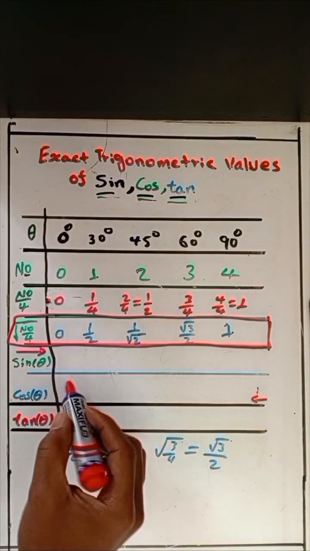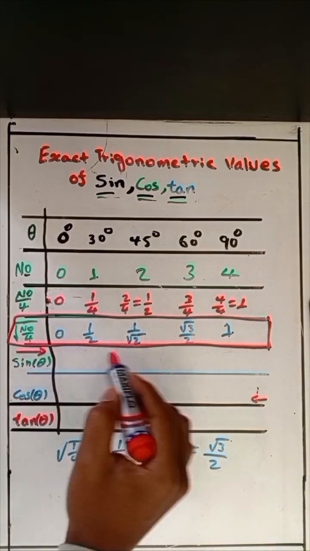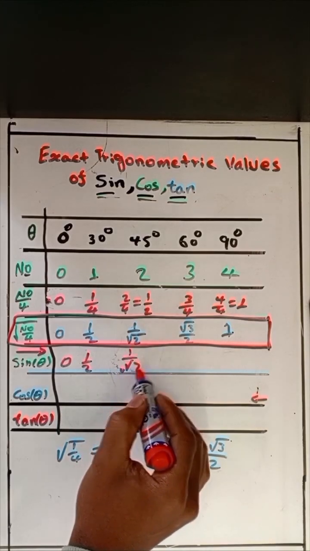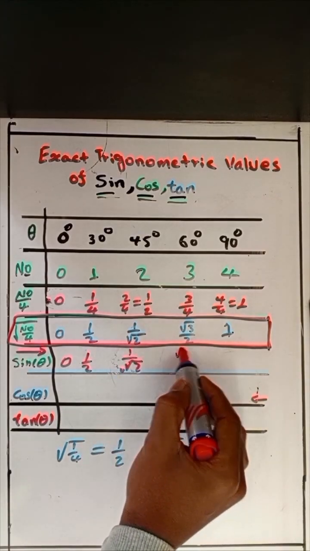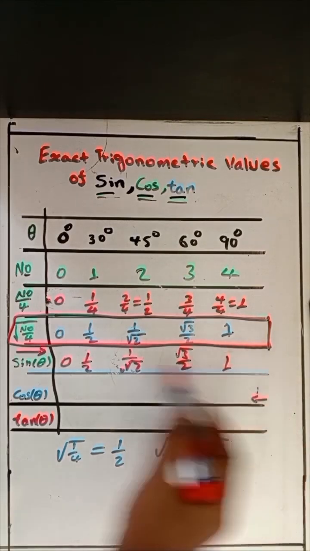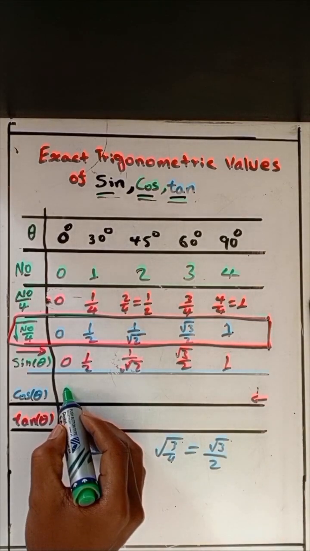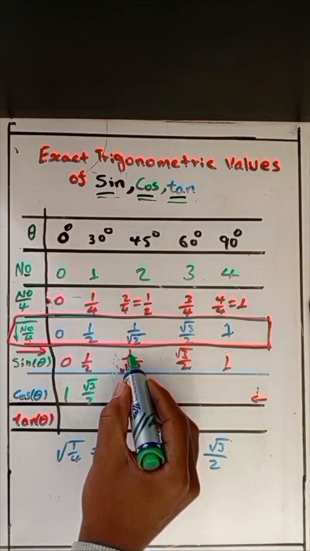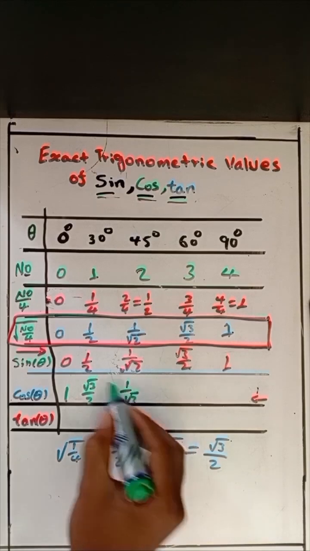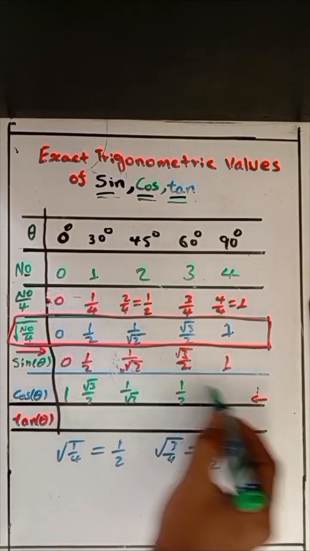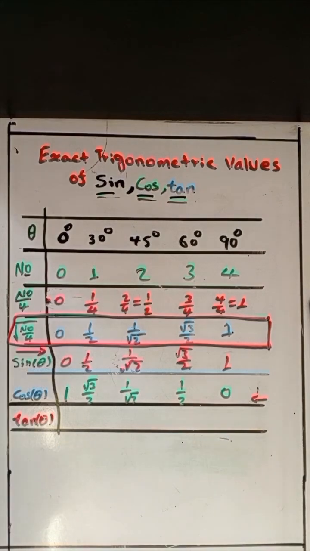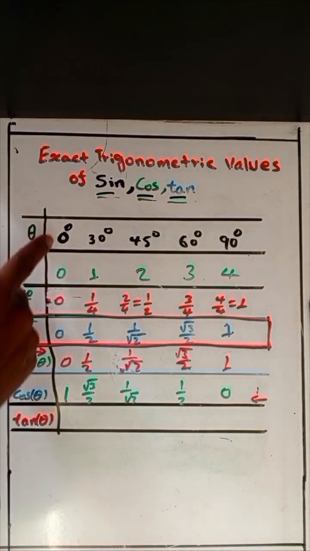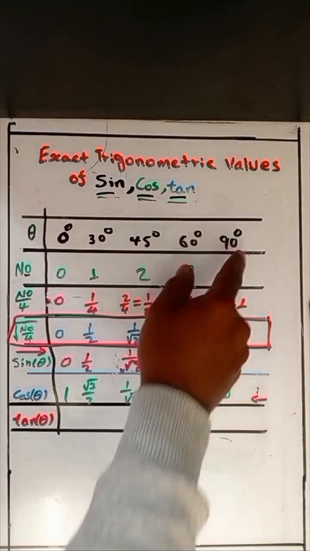The sine is taken directly from left to right: 0, 1/2, 1 over square root of 2, radical 3 over 2, and 1. The cosine values, from left to right, are: 1, radical 3 over 2, 1 over radical 2, 1 over 2, 0. The last row helps us to remember the tan values of these degrees: 0, 30, 45, 60, and 90.